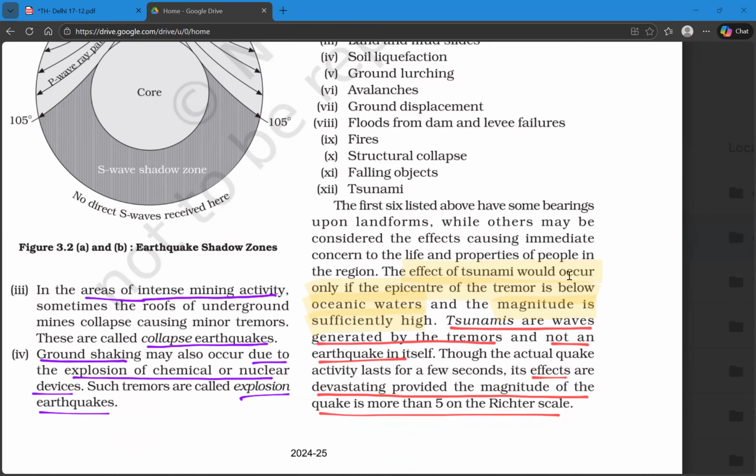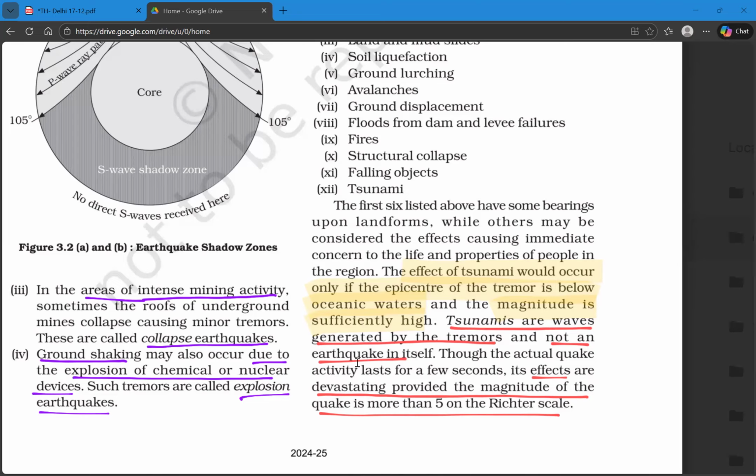The effect of tsunami would occur only if the epicenter of the tremor is below oceanic waters and the magnitude is sufficiently high. So what are the conditions for the occurrence of a tsunami? The epicenter of the tremor should be below the oceanic waters, and the magnitude should be sufficiently high. These are the conditions for the occurrence of a tsunami. Tsunamis are waves generated by the tremors and not an earthquake in itself.